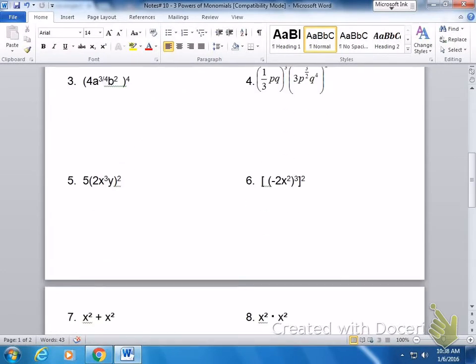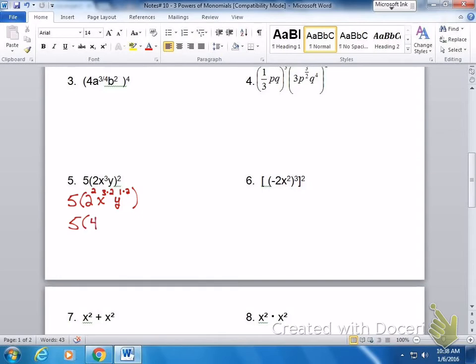Let's go to number 5. We're almost done. Now, number 5 is another one where you've got to remember order of operations. You're going to be tempted to multiply 5 by 2x cubed y, but you have to take care of exponents first. So I'm going to bring that 5 down, and I'm going to fix what's in my parentheses. I'm going to have 2 squared, x to the 3rd, and that 3 is times what we're raising it to, which is 2. And I have y to the 1st, but that's also times 2.